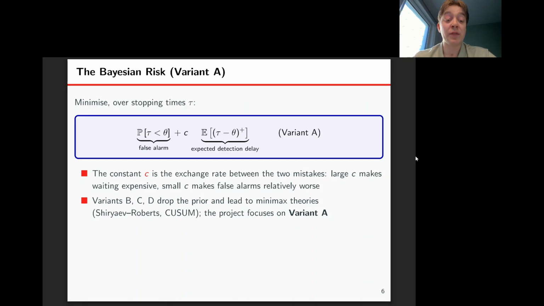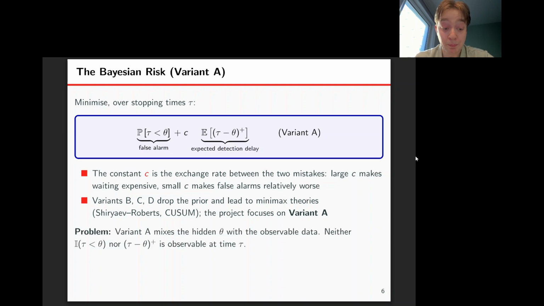As mentioned, Shiryaev also introduces variants B, C, and D, which drop the prior of the disorder time and lead to certain minimax theories. But as I said, this project focuses only on variant A. But we can see from this cost function, or this risk function, that there are two problems. Remembering that the disorder time theta is hidden, we only see the observable data. Neither the indicator that tau is less than the disorder time, nor this expected detection delay is observable at time tau.